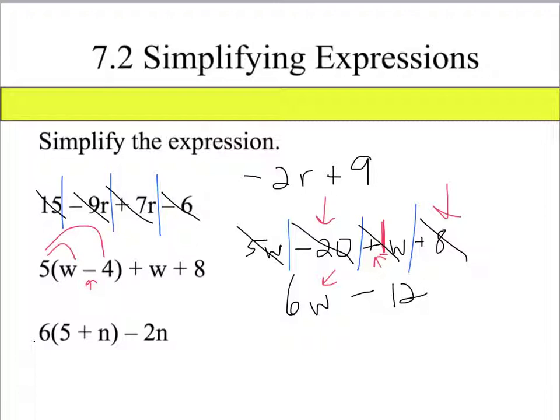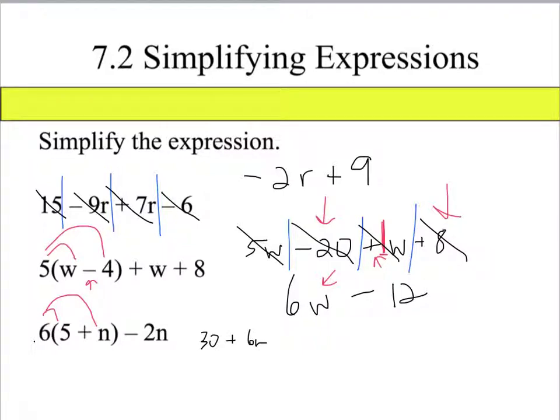Distribute. Gosh, I love that word. Distribute that 6 to everything inside those parentheses. And whenever I'm distributing, I need to multiply. So I take 6 times 5, which is 30, and then 6 times n, which is 6n.